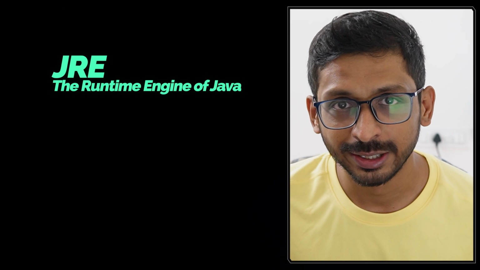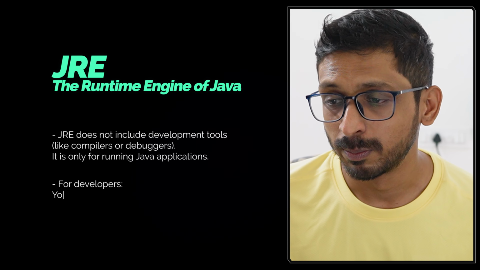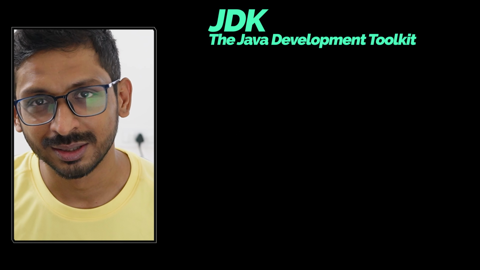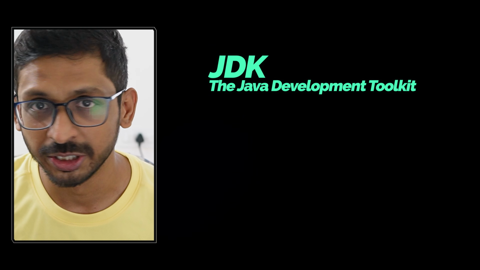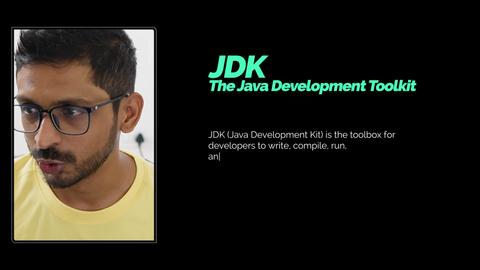The JRE doesn't include any development tools like compilers or debuggers. So if you're planning to write and build Java code, the JDK is what you need. That is the Java Development Kit, the JDK. The JDK, or the Java Development Kit, is your complete toolbox for Java development.